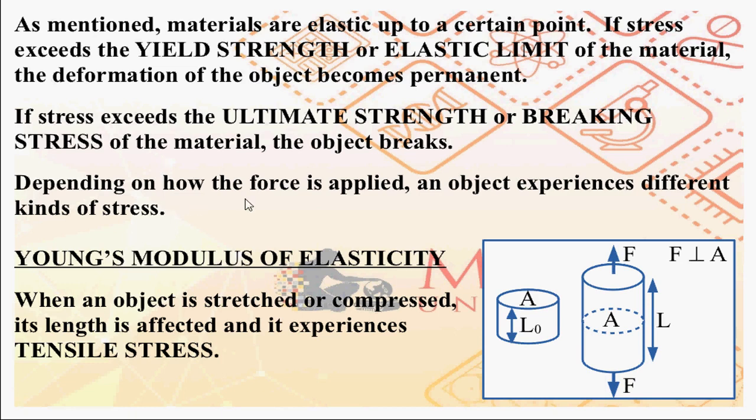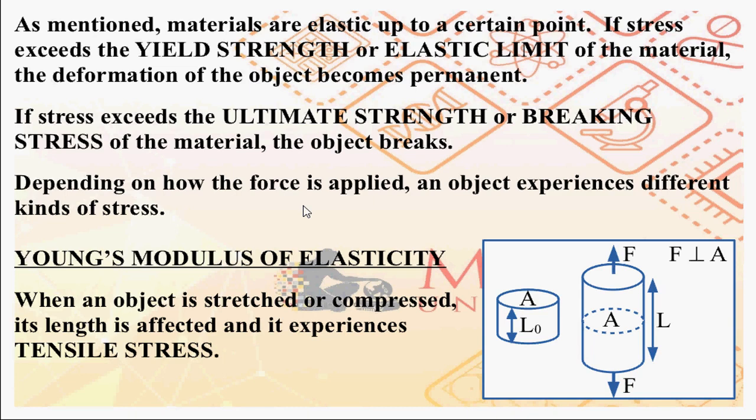Depending on how the force is applied, an object will experience different kinds of stress. And due to the different kinds of stress, you have different types of strain. It's because stress will cause the strain experienced by the object. The influence will cause the deformation. Therefore, the type of influence will determine the type of deformation that will happen. As such, we have different types of modulus of elasticity.